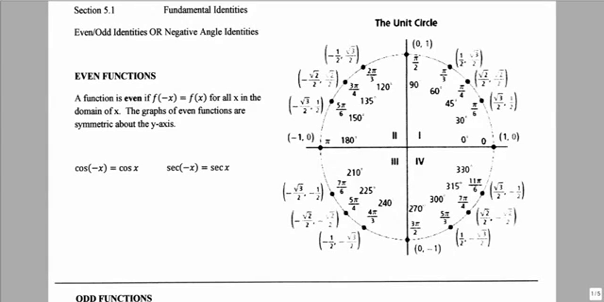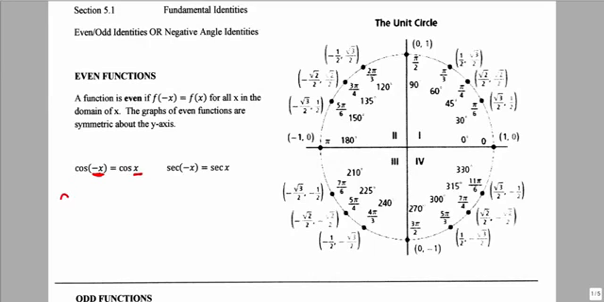We have previously discussed the ideas of an even function and an odd function, and we want to talk about it a little bit more here and discuss the even and odd identities, also called the negative angle identities. A function is even if evaluating the function at a negative value and at a positive value gives you exactly the same result.